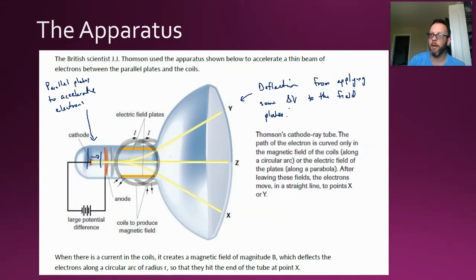So you can see there how by adjusting, you can make higher amounts of deflection. But if you turn the field plates off and you just have the coils going, and that makes a uniform magnetic field, well, now you can deflect the electrons in a different way, because we now know that a charged particle will experience a magnetic force in a magnetic field. So you can deflect it another way using the magnetic field.